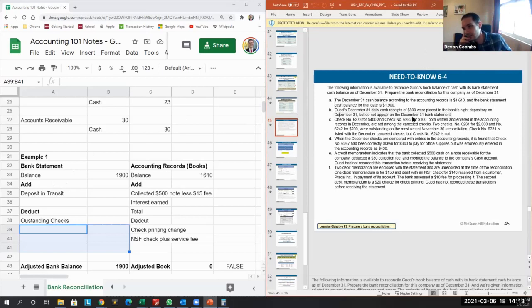We had daily cash receipts of 800 that were placed in the bank's nightly depository, but did not appear on the bank statement. So how should this be adjusted? Feel free to put in the chat. How would this be adjusted? Do we adjust the bank statement for this or the accounting records for letter B?